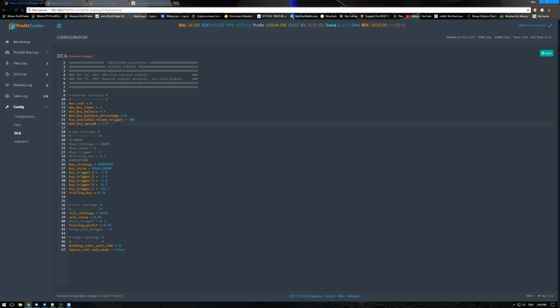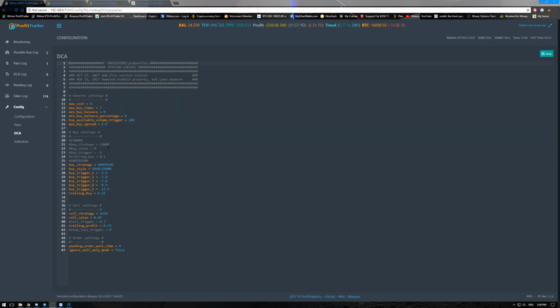Max buy spread. This is, I believe, a sort of pump and dump protection. Mine's quite high actually, but this is between your bid and your ask. So if there's a percentage difference of greater than 1.9 between your top bid and top ask, if it's greater than 1.9%, Profit Trailer won't buy.